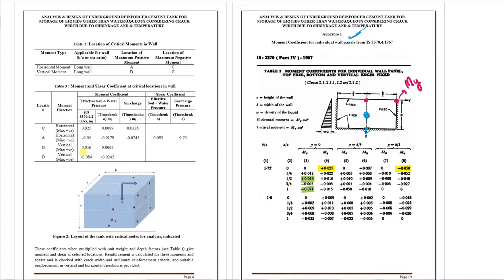And when I have obtained the moments due to IS and Timoshenko, I have observed personally that the values due to IS code are on a little higher side. They are comparable, but on a little higher side. Surcharge: for surcharge, I have obtained values from Timoshenko. That is 0.0350. This is a similar question I have obtained. And shear coefficients also I need to obtain from Timoshenko.